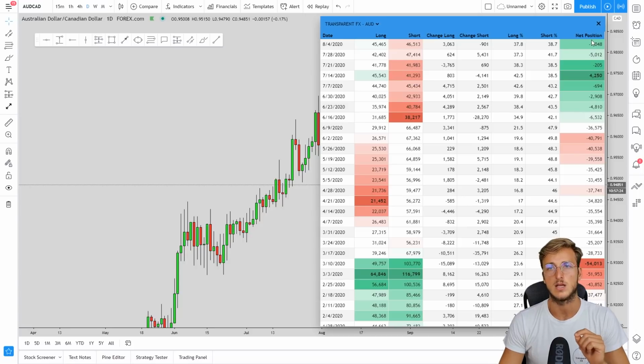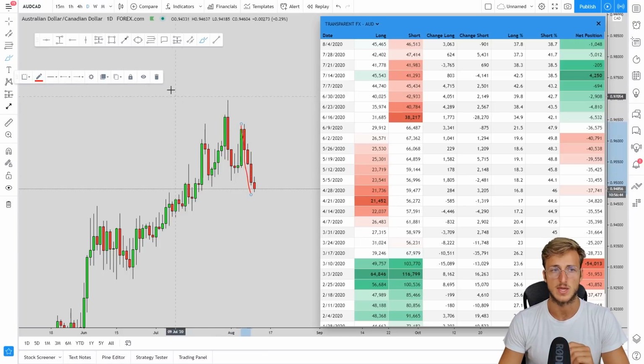We can see that if we check the net positions, we went from 4.2k net positions all the way down to minus 1k net positions, meaning that institutions went from having more longs than shorts on the AUD, with 45k longs and 41k shorts, all the way down to having more shorts than longs. So the completely opposite situation, with 46k shorts and 45k longs, and minus 1k net positions. And the short exposure is currently 38% and the long exposure 37%. So it's no surprise that AUD CAD has been making the move to the downside.